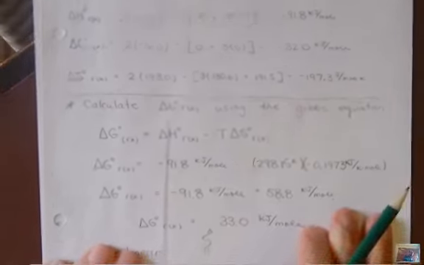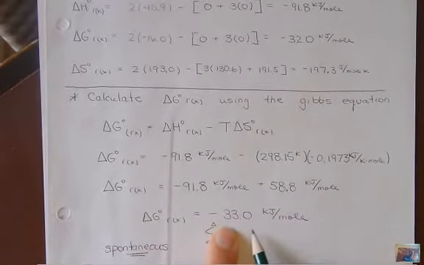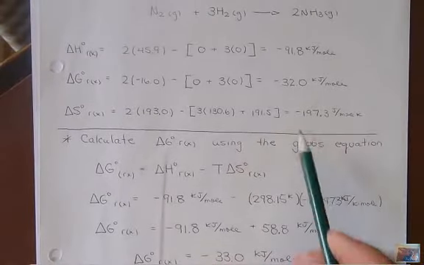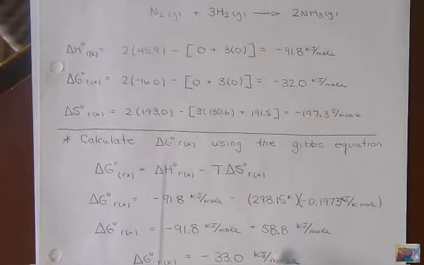So delta G is going to be negative 33, right? So that guy's hurting that guy. Well, look what I got, negative 33 here. When I did it from the tables, I got negative 32. That's pretty good, okay? So they should match up.